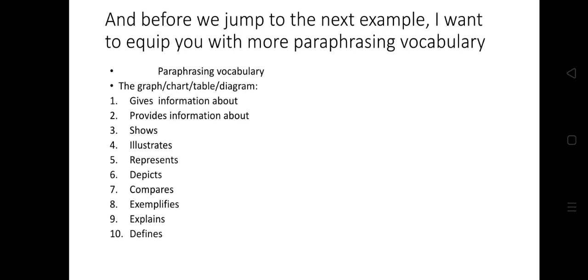Here, let's talk about number 1. Gives information about. We can use the graph, chart, table or diagram. Gives information about or provides information about. We can also write shows or illustrates, represents, depicts, compares, exemplifies, explains and defines. Among these 10, we can write any one to our introduction.